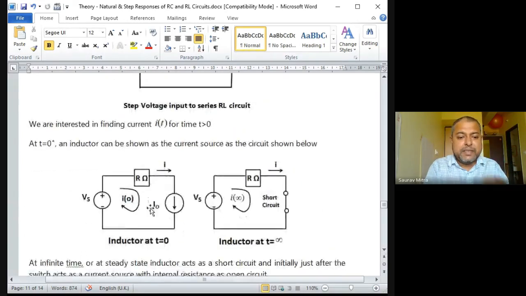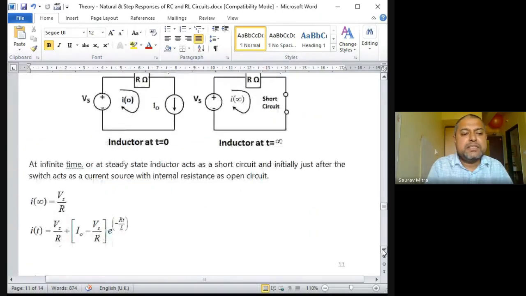So this is what is said: inductor at t is equal to 0 and inductor at t is equal to infinity. At t is equal to infinity means steady state, the inductor is acting as a short circuit. Inductor at t is equal to 0 was like an open circuit, that's why it is shown as a current source. Current source has internal resistance of infinity. So initially this was an open circuit. Okay, I0 was equal to 0. At t is equal to infinity, the current in the circuit is high because this inductor has become short circuited. So all these concepts are put here.